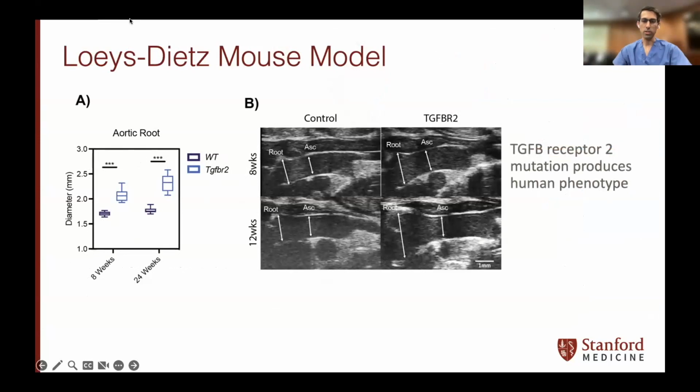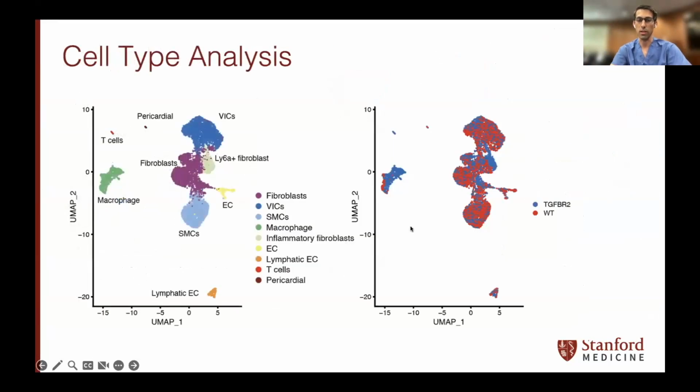So to build on what AJ just said, we're looking at another disease model called Loeys-Dietz. We have a mouse model too, and we can see that this mouse, just like the Marfan mouse, develops an aortic root aneurysm. And so we decided to do a similar study and look at the cells from a single cell level. And we expected to see a similar thing.